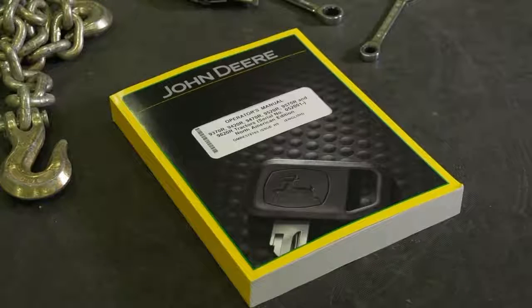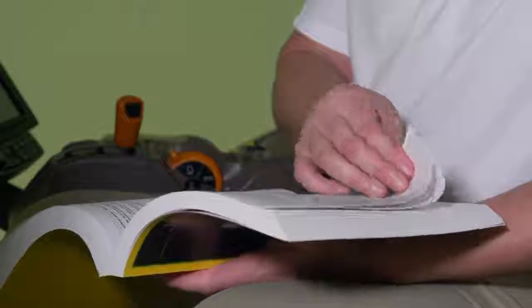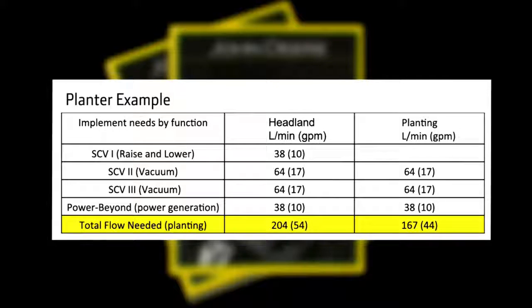The very first thing you should do after setting up and hooking up your implement is to determine the amount of hydraulic oil flow required for each SCV function. You can find this information in several sources, such as the Tractor or Implement Operator's Manual, online, or through your local dealership. However, for the sake of time, we have figured out our numbers for this example.